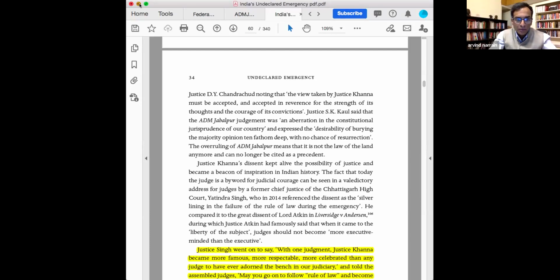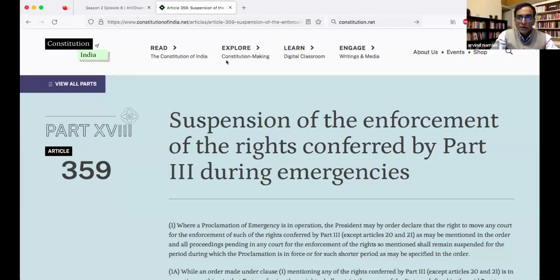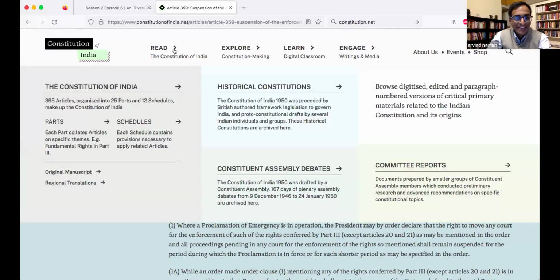I'm going to do the share again. You can see the text of the Constitution now. Yes, Arvind, we can. This is showing Article 359. Yeah, perfect. I'll just get to 21.